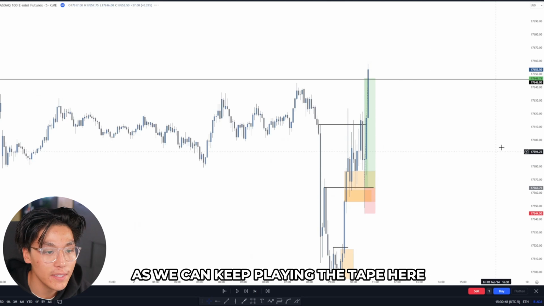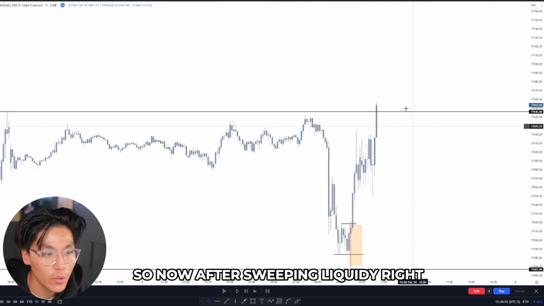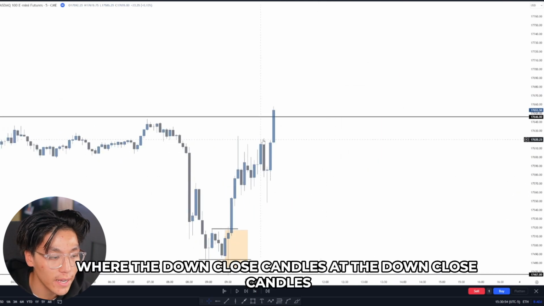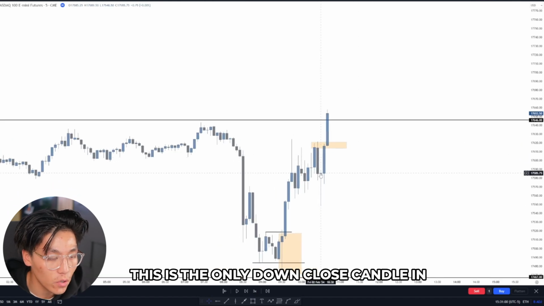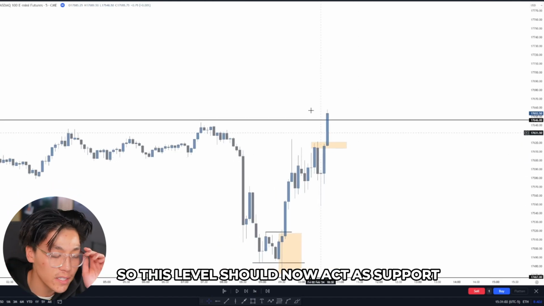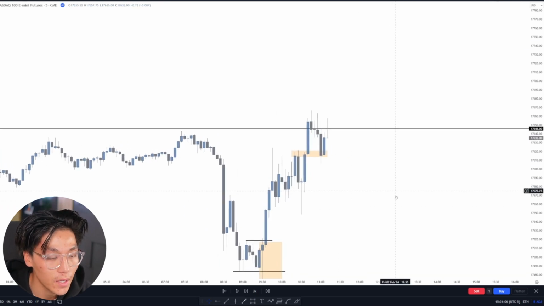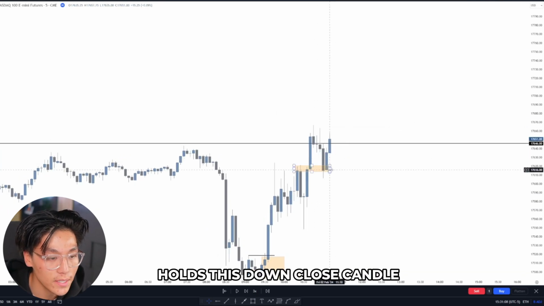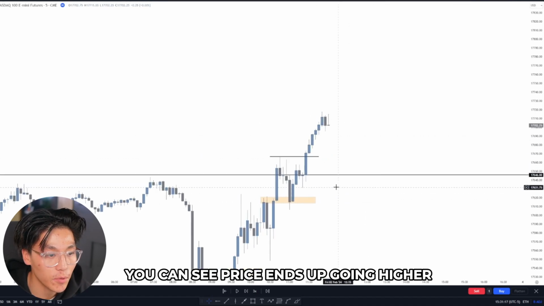As we keep playing the tape here, now we want to clear all these levels out. So now after sweeping liquidity, where are the down close candles at? The down close candle is literally right here. This is the only down close candle in the whole price run. So this level should now act as support for moves higher. We can keep playing the tape. You can see price comes down, holds this down close candle, and now it's heading back towards the highs. And you can see price ends up going higher.